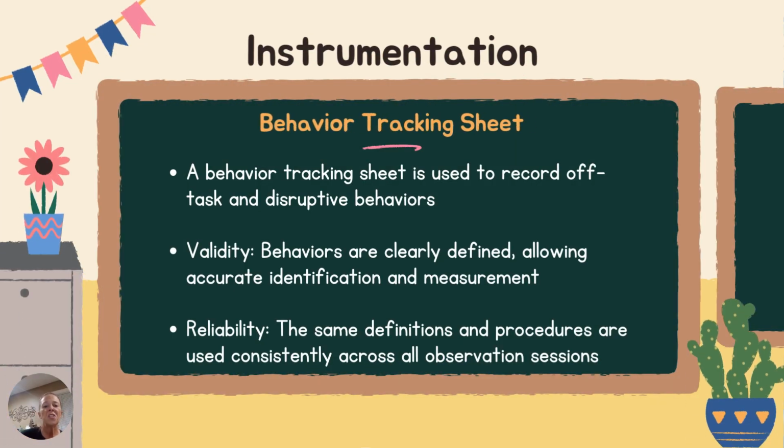So one of the instruments that I'm going to use is a behavior tracking sheet. A behavior tracking sheet is used to record off-task and disruptive behaviors. You can use it for anything that you want to identify. Those are just the 2 that I'll be working on. The reason I like a behavior tracking sheet is because the behaviors are clearly defined. It allows for accurate identification, and it's a good tool for measurement. I also think it's reliable because you use the same definitions and procedures consistently across all observation sessions.